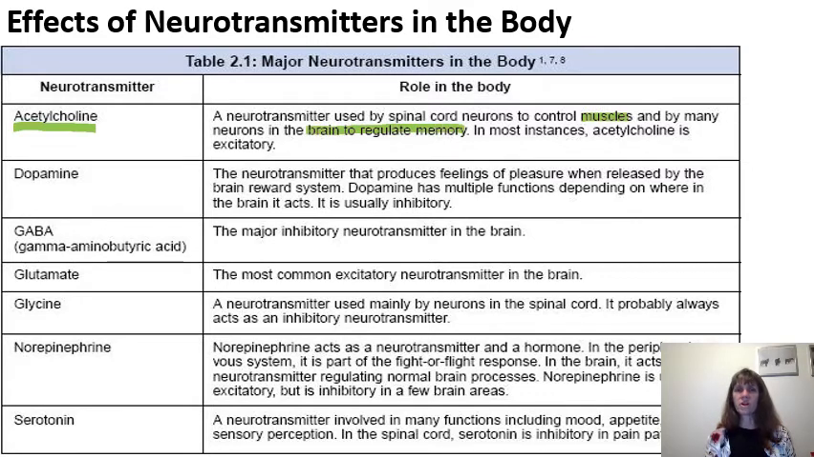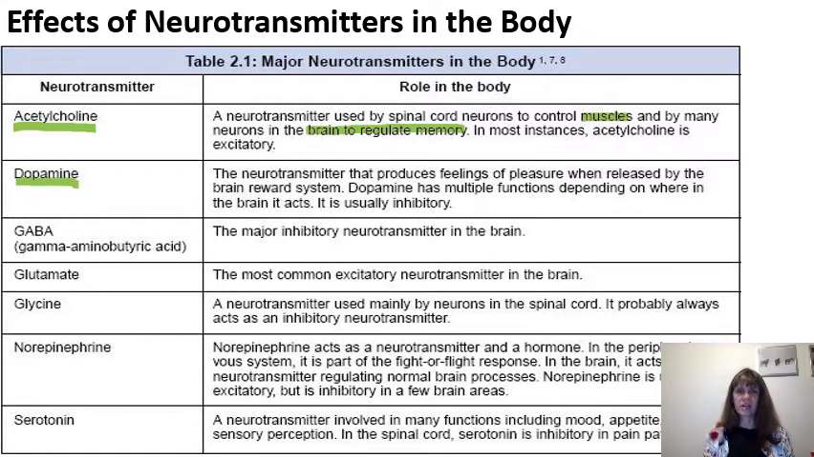Now be careful where you see things or sentences like this. In most instances, acetylcholine is excitatory. The neurotransmitter is not excitatory, it's how the receptor responds to the neurotransmitter. So please be careful with these sentences.